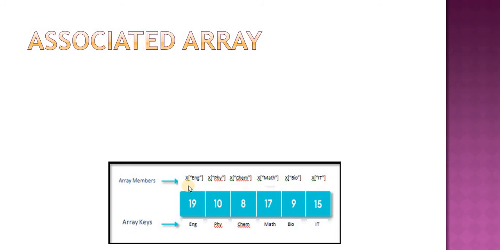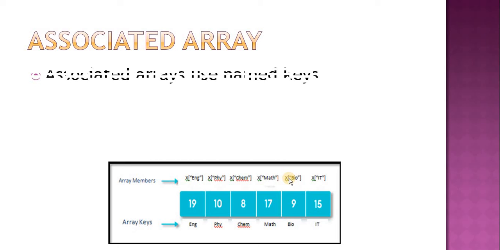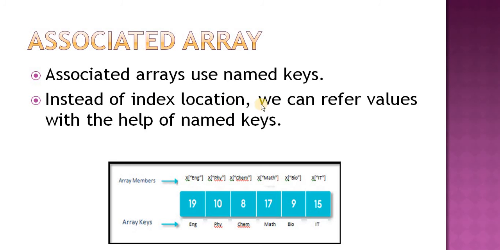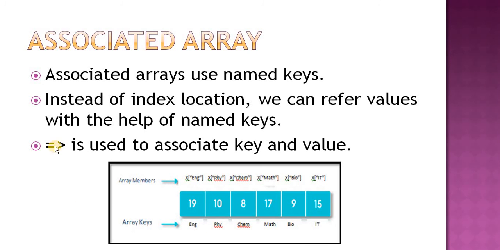And while referring, you have to write it as name of the array. Here, the name of array is X, square brackets, in double quotes, key. Now the value of key over here is ENG, so we have written ENG in double quotes. Okay, similarly, you can check for other values also. Associated arrays use named keys. So named keys are used over here. These are your named keys. Instead of index location, we can refer values with the help of named keys. So the index location, that is 0, 1, 2, 3, 4, has been replaced by some particular index. Equal to an angle bracket is used to associate key and value. So we have to use this particular symbol so that we can pair them together.